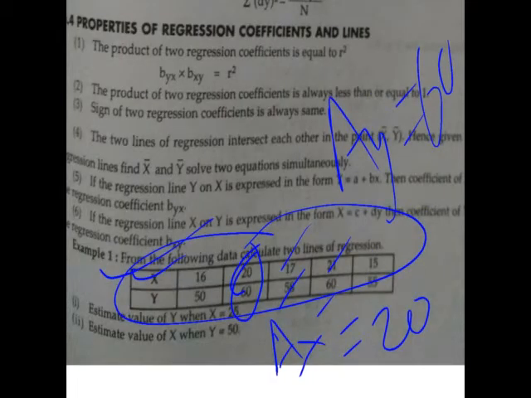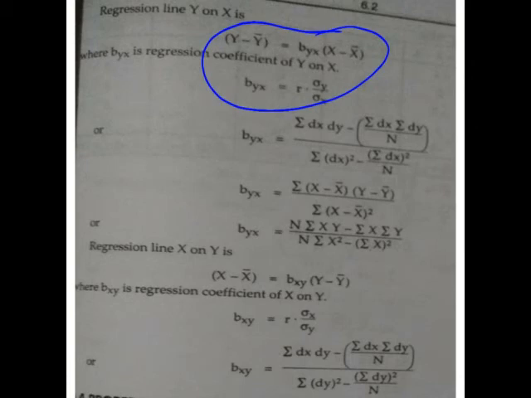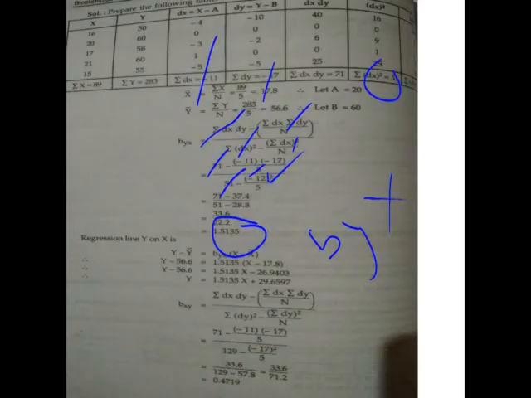Okay, so putting all these values, we are getting 1.5135. This is the value of b y x. The formula is: we have to use this formula, y minus y bar is equal to b y x into x minus x bar. Put this value. So the value 1.5135 we put in b y x, and after putting it we get this equation.